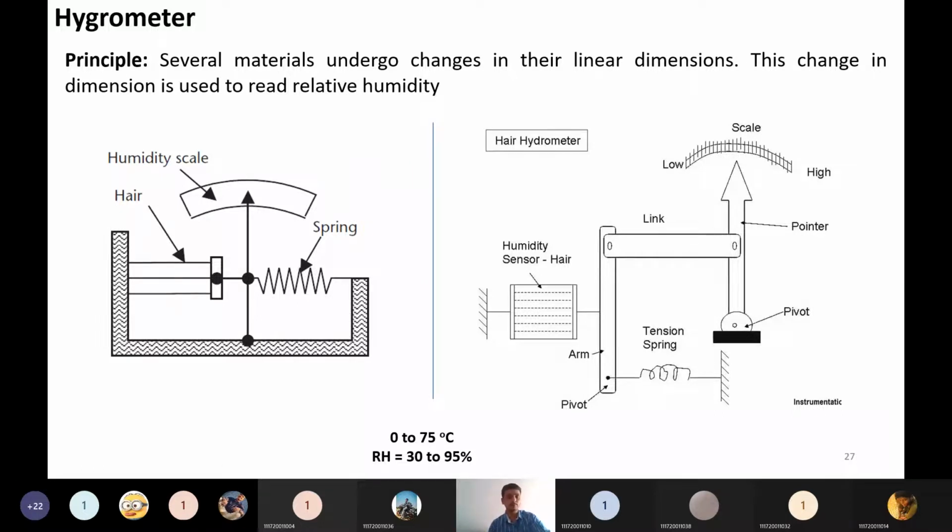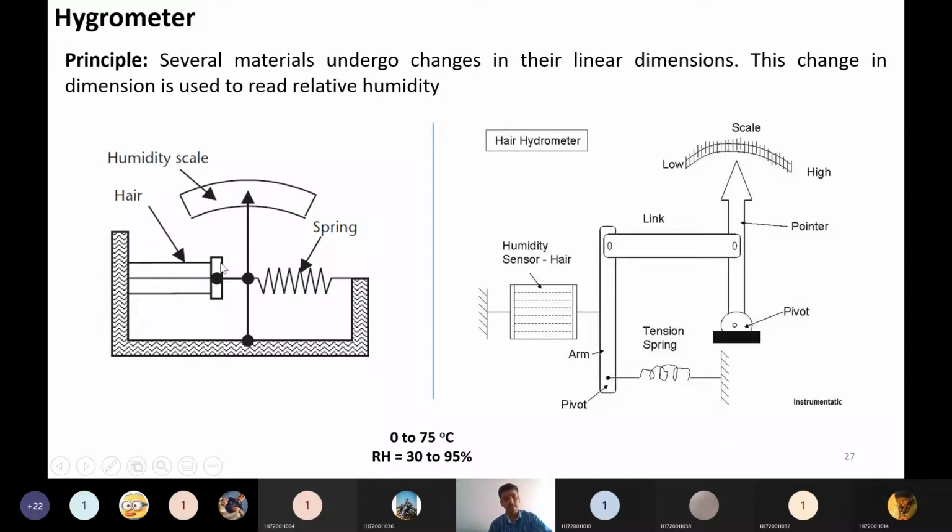Whenever you are exposing this particular hair sensor, it will be constructed using hair material arranged in parallel. To provide good mechanical strength to that hair material, we will be arranging a number of hair materials in a parallel way. Afterwards, these hair materials will be connected to a spring so as to provide some support, and this spring will be connected to the pointer with the help of a link.